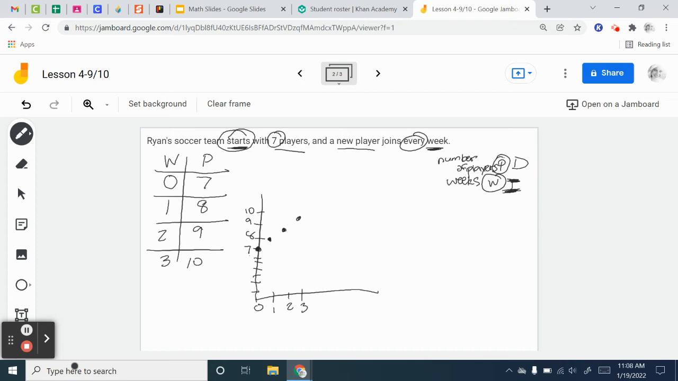Now, again, in order to write my equation, I have to figure out how did I get from W to P? Well, here I added 7. 1 plus 7 is 8. 2 plus 7 is 9. 3 plus 7 is 10. And we're adding 7 because they started with 7 at the beginning, and then they get 1 each time. So my equation would be W, the number of weeks, plus the 7 players they already started with. So 1 player each week plus the 7 players they already started with would give me the total number of players. So that's my equation there.